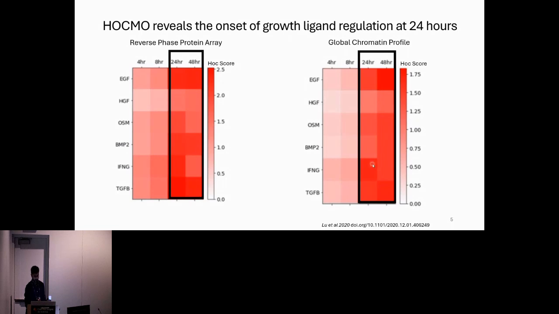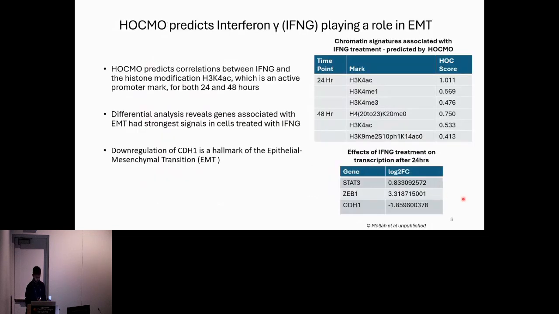If we look at the histone mark data, we see that the most significant regulation occurs with interferon gamma at the 24-hour time point, suggesting the potential onset of breast cancer initiation. HOCMO can also provide much more detailed and zoomed-in information on the pathways being regulated by these ligands. For example, HOCMO predicted the correlation between cytokine interferon gamma and the histone modifications H3K4 acetyl, H3K4 monomethyl, and H3K4 trimethyl.